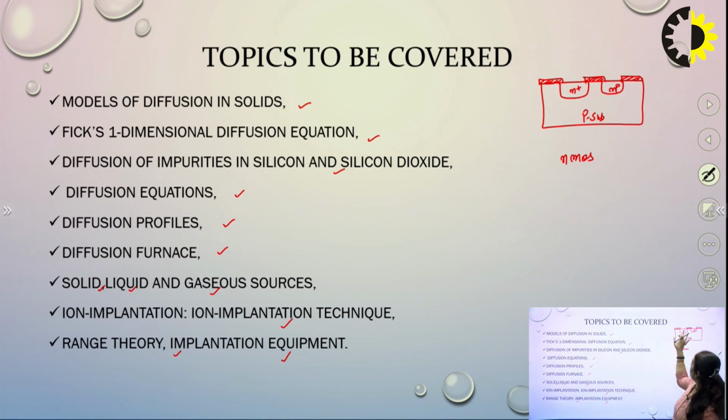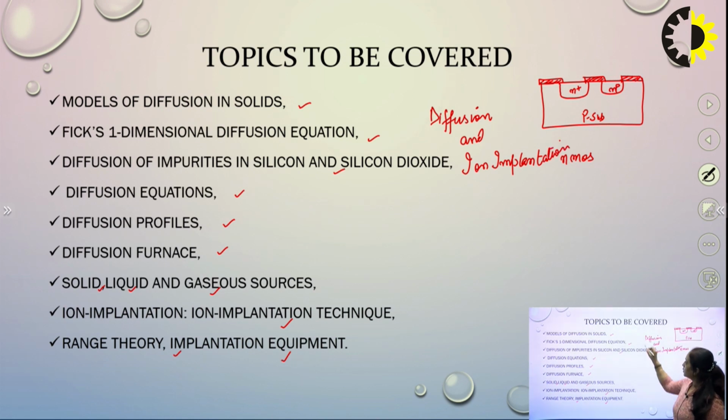So for adding the impurities to the P-type substrate, or to convert the P-type properties into N-type properties, or to change the resistivity of the P-type substrate, we are going to do diffusion and ion implantation. Okay, so these two processes, diffusion and ion implantation, are used to add these impurities in the substrate. We are going to see the difference between the two.